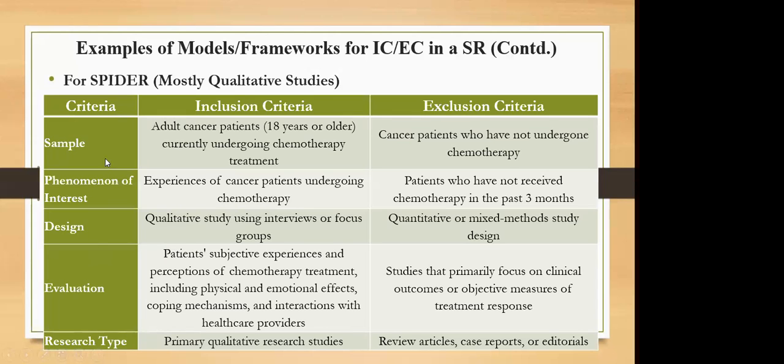Now for the research type, as our R, we are considering primary qualitative research studies. So anything such as review articles, case reports, and editorials will not be part of our systematic review. It is going to be excluded. It is possible that you might find a study reporting patient subjective experience and perception as a review article. It means that you're going to throw it out during your study screening.